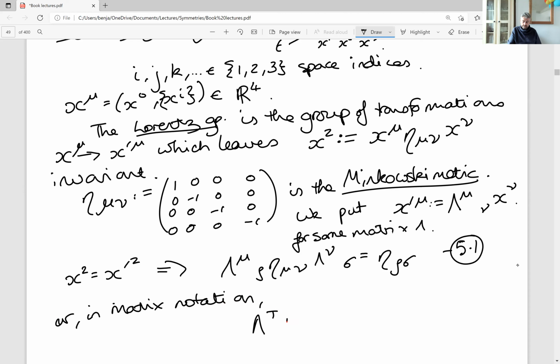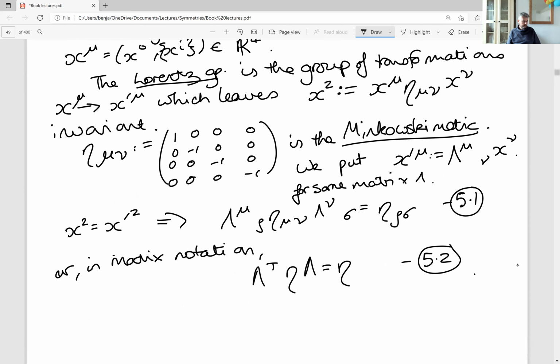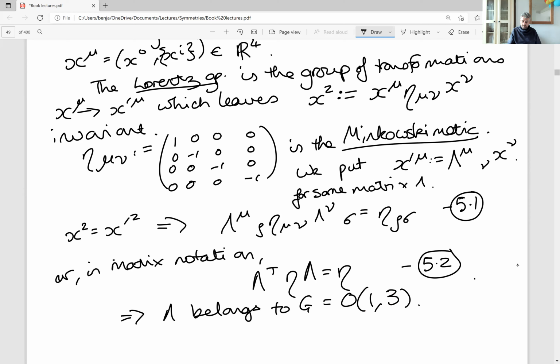So lambda transpose times eta times lambda is equal to eta, written as a matrix equation. And this is 5.2. Now, if you look back to our discussion of pseudo-orthogonal groups in chapter 2, this is an equation of one such group. So lambda belongs to the group O(1,3). So we precisely have this metric where there are 3 minus 1s and 1 plus 1.